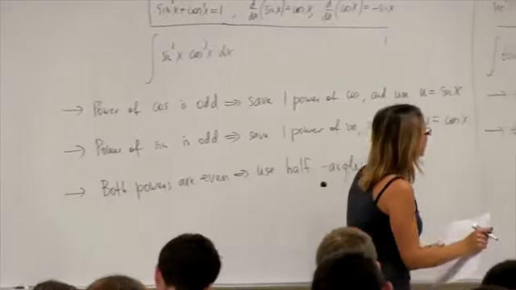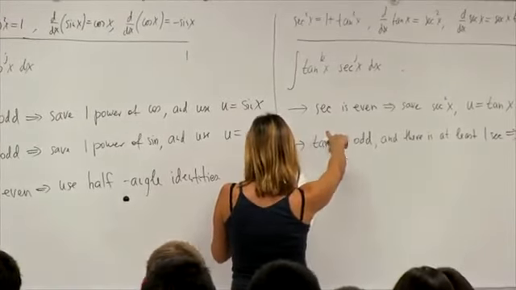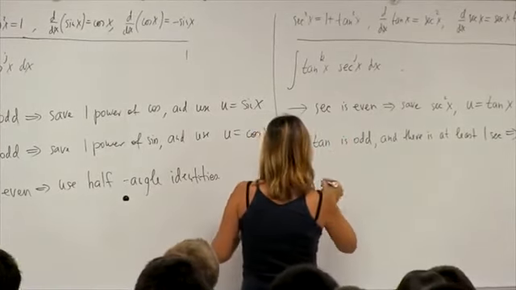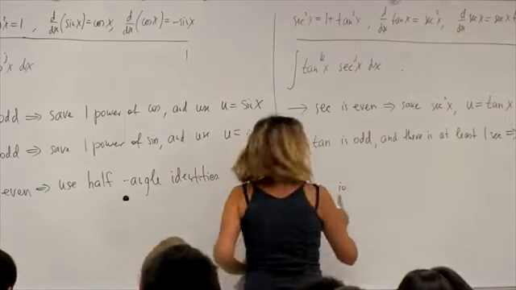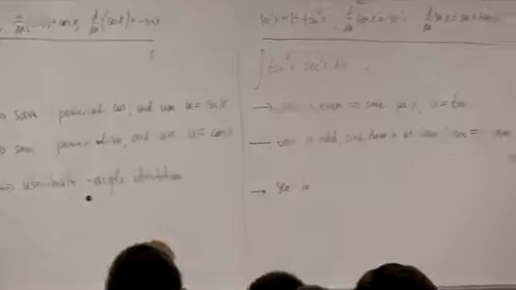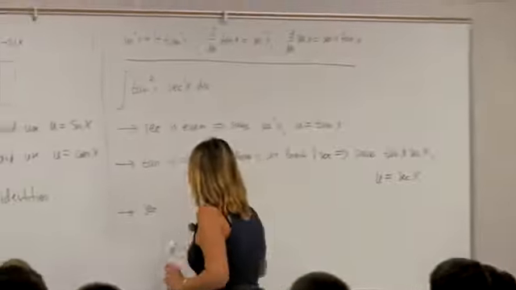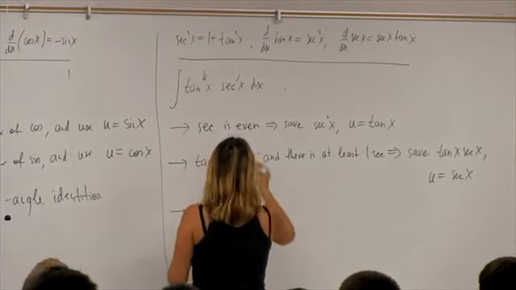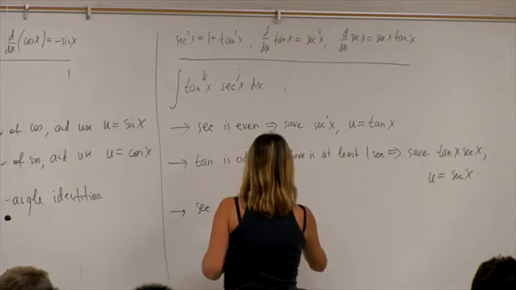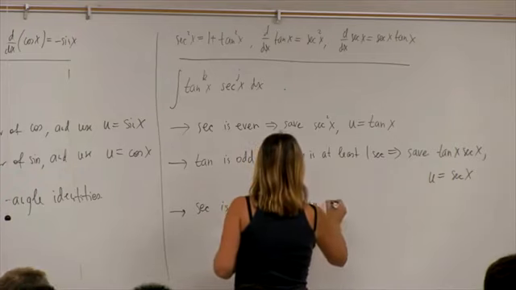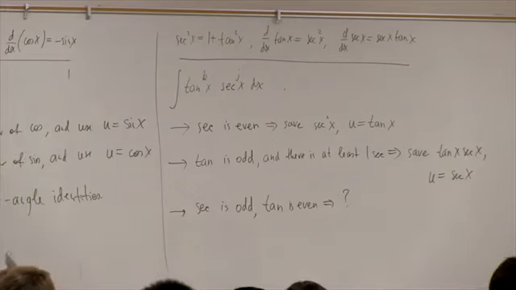So what is left here? I'm going to say the following. Let's suppose that neither of these holds, okay? Secant is odd, and tangent is even. Then I don't know yet. All right, we put a question mark.